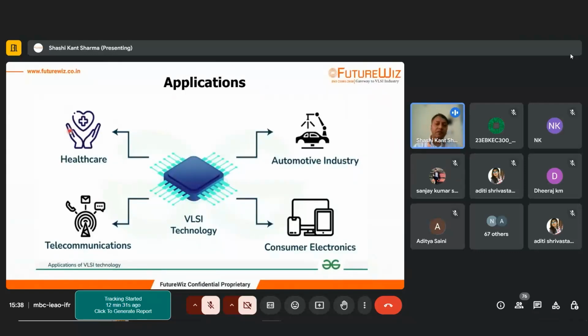Suppose pacemakers are one example, robots are one of the examples, right? Telecommunication, a lot of advancements are going on. You can see the modems, 5G, 6G technologies, these all are basically using these chips, fast high speed chips, right? Bluetooth and all. The automotive industry is totally dependent on the chip industry only.